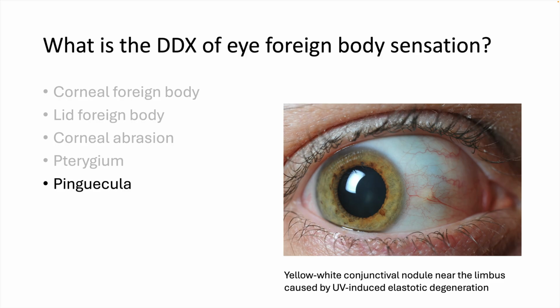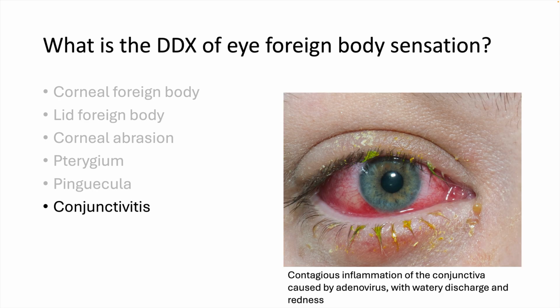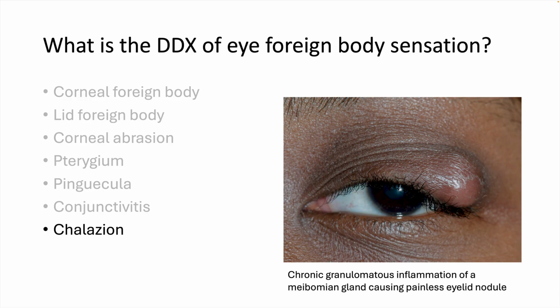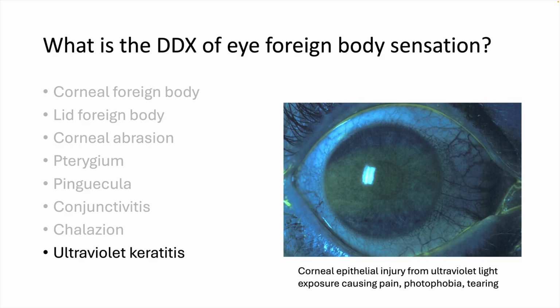A pinguecula is defined as a yellow-white conjunctival nodule near the limbus caused by ultraviolet-induced elastotic degeneration. Conjunctivitis, viral in this case, is defined as a contagious inflammation of the conjunctiva caused by adenovirus, most commonly with watery discharge and redness. A chalazion is defined as a chronic granulomatous inflammation of a meibomian gland causing an eyelid nodule. Ultraviolet keratitis is defined as corneal epithelial injury from ultraviolet light exposure causing pain, photophobia, tearing.